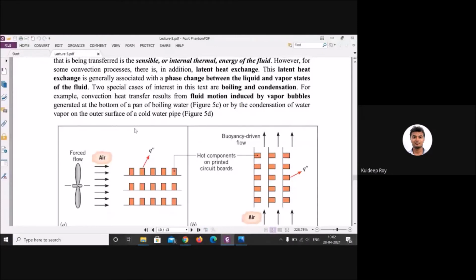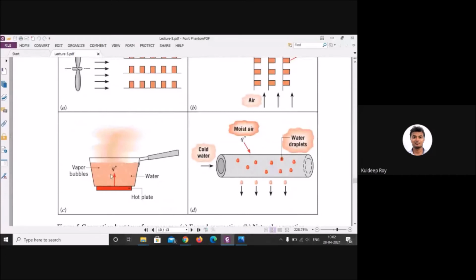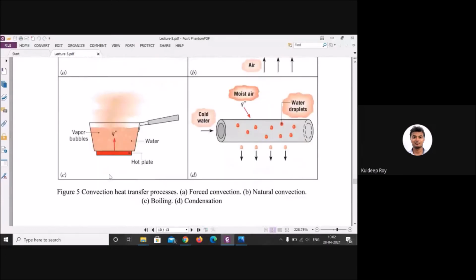Now have a look at what I am talking about. Here it is the hot plate. When you heat it, what will happen? It will directly convert into vapor. If you heat above the boiling point of the water or any kind of solvent, it will convert into vapor, and in this zone latent heat comes into the picture, and here the convection takes place.